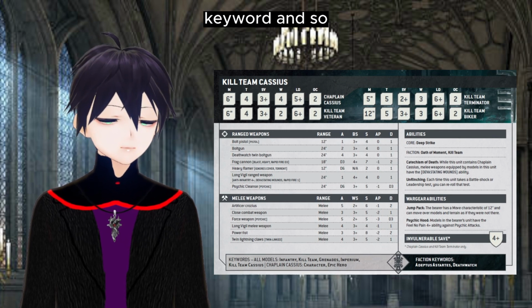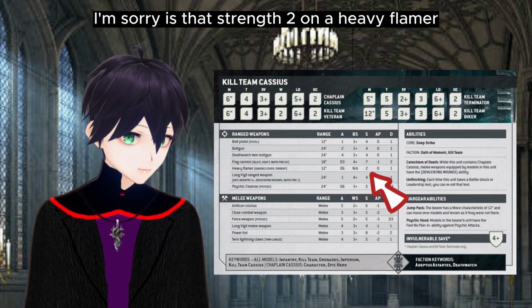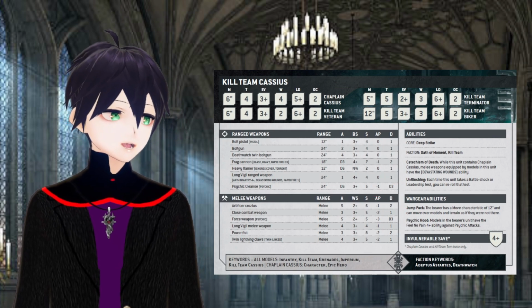And so, I'm sorry, is that strength 2 on a heavy flamer?